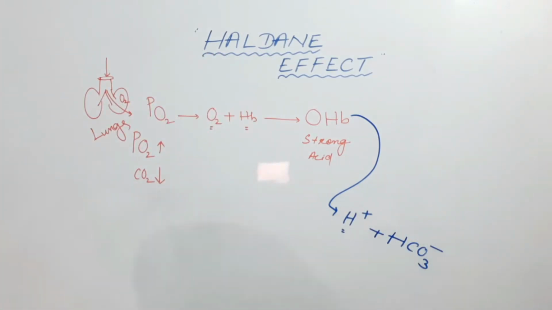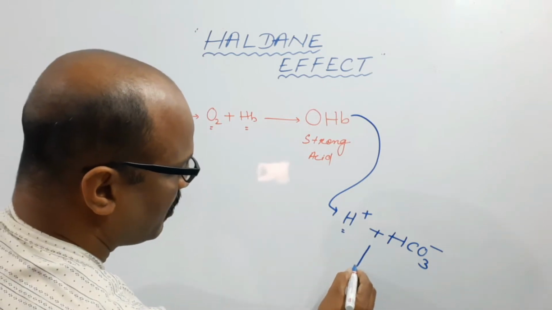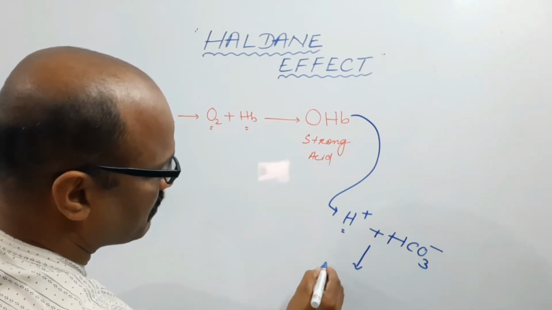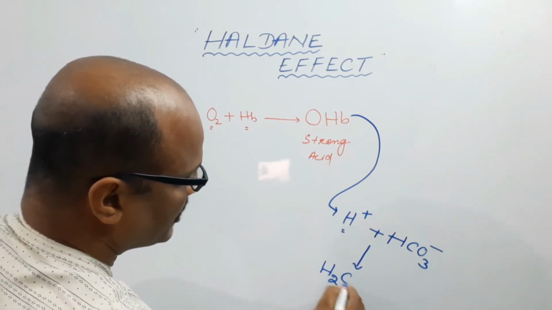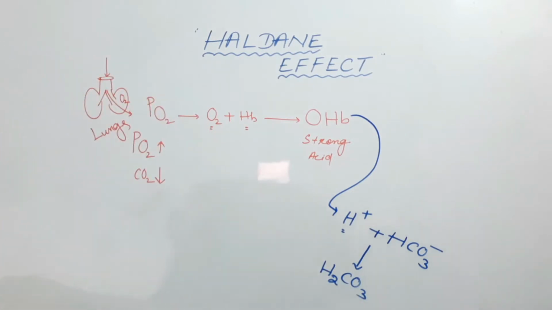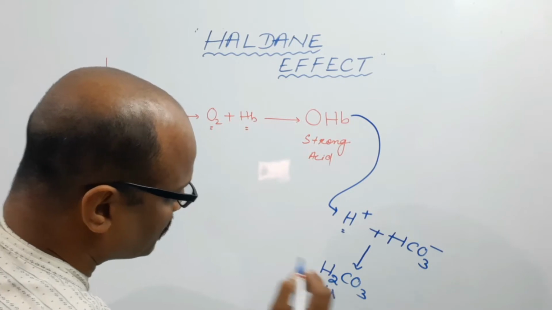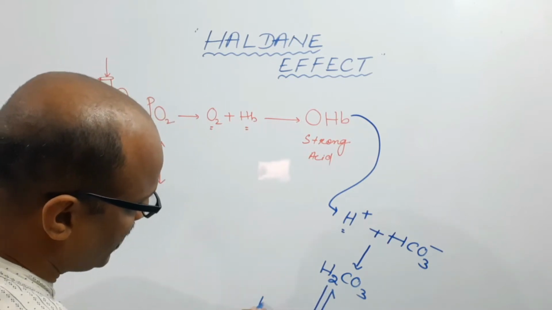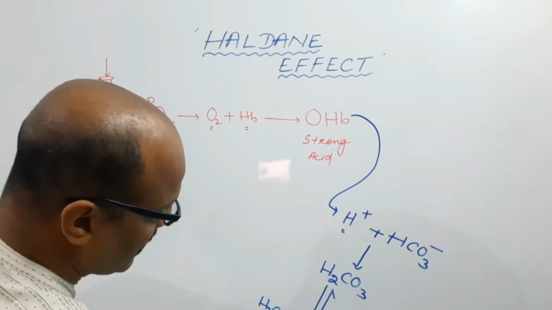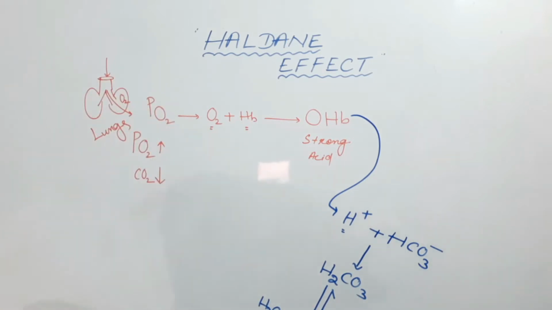Okay, and it forms carbonic acid, H2CO3, and carbonic acid is unstable and readily dissociates into H2O, water, and carbon dioxide.